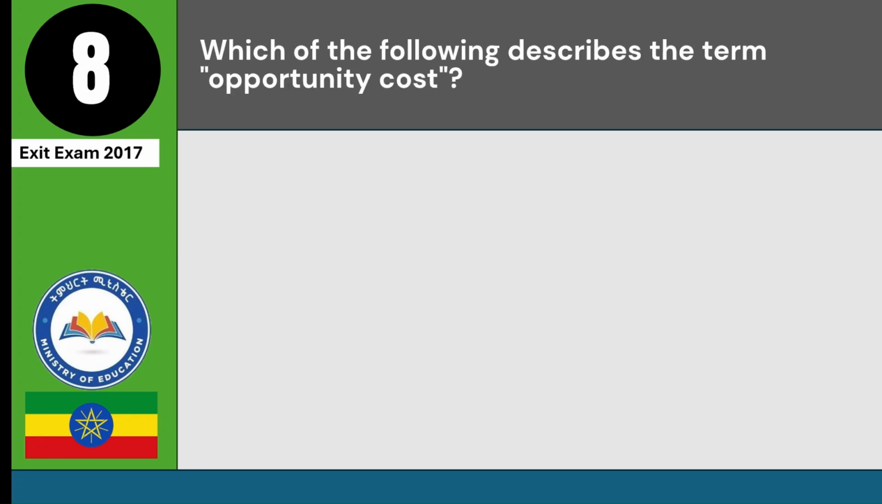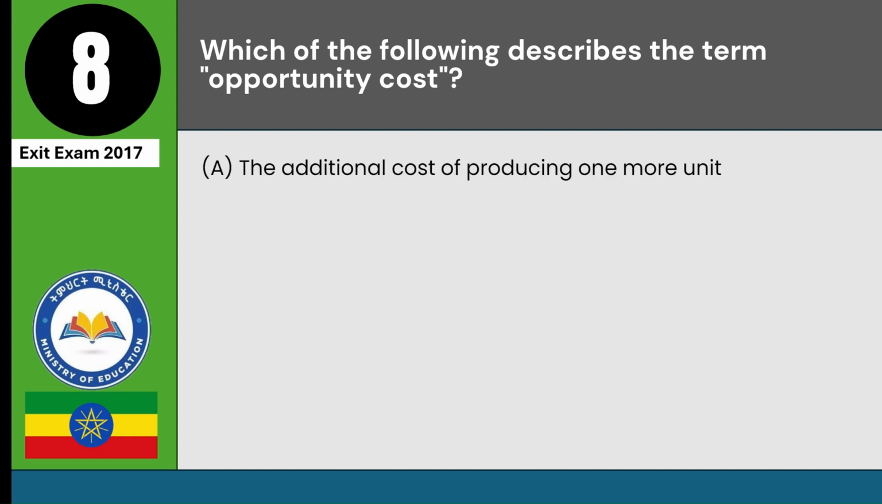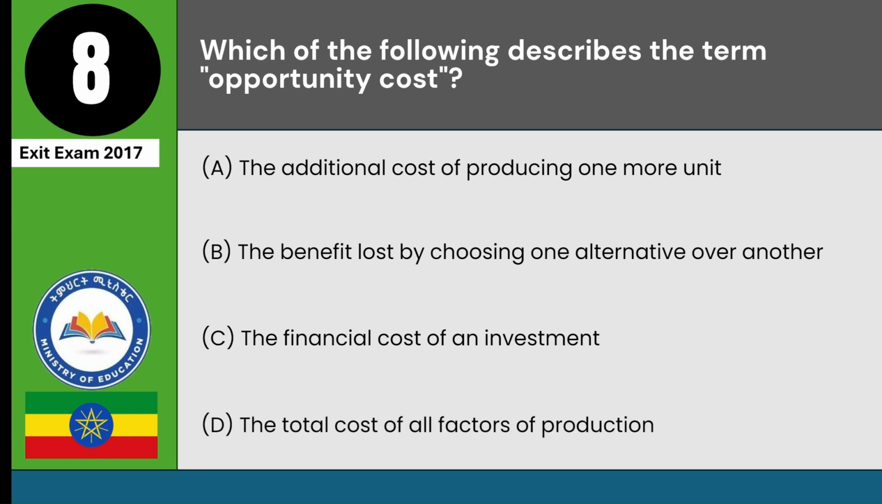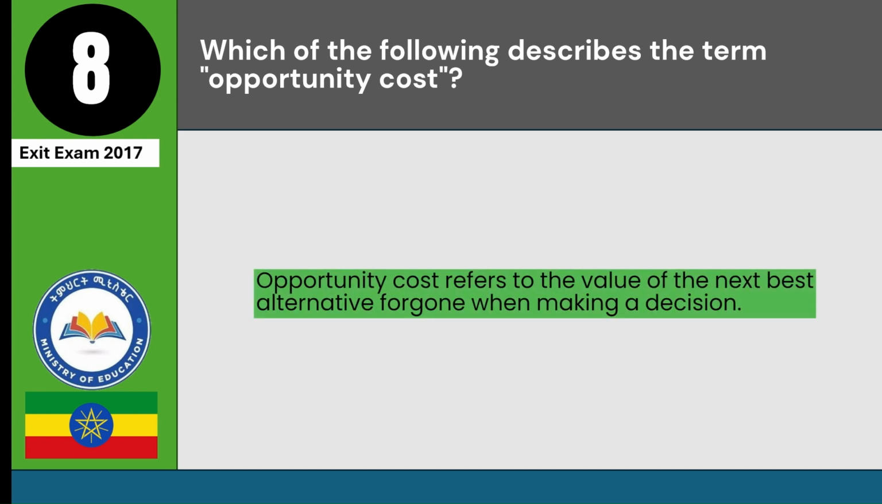Which of the following describes the term opportunity cost? A. The additional cost of producing one more unit. B. The benefit lost by choosing one alternative over another. C. The financial cost of an investment. D. The total cost of all factors of production. Answer: B. Opportunity cost refers to the value of the next best alternative foregone when making a decision.